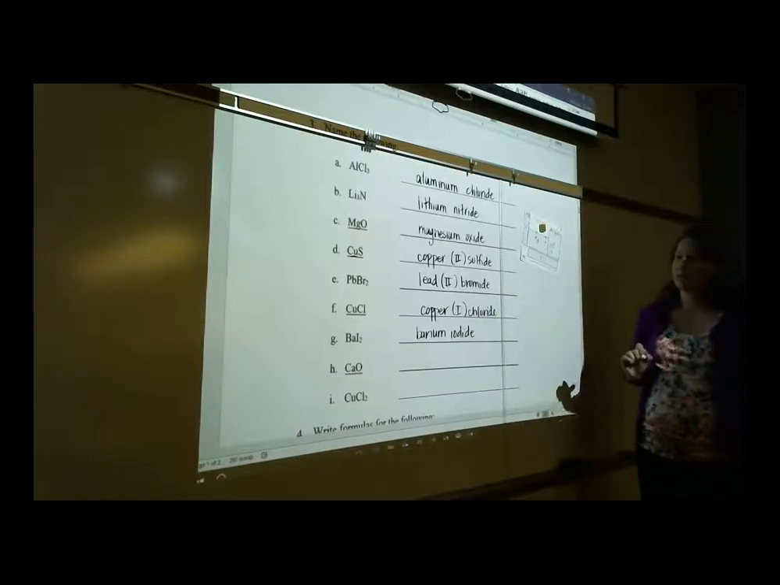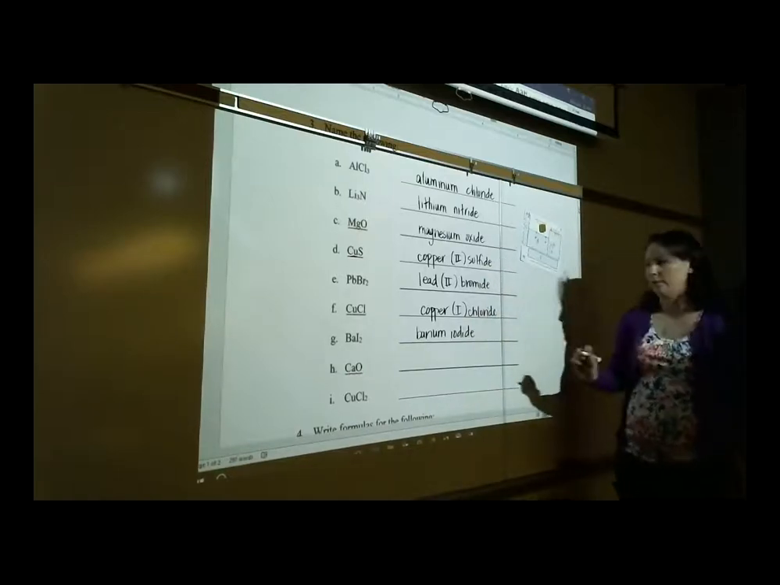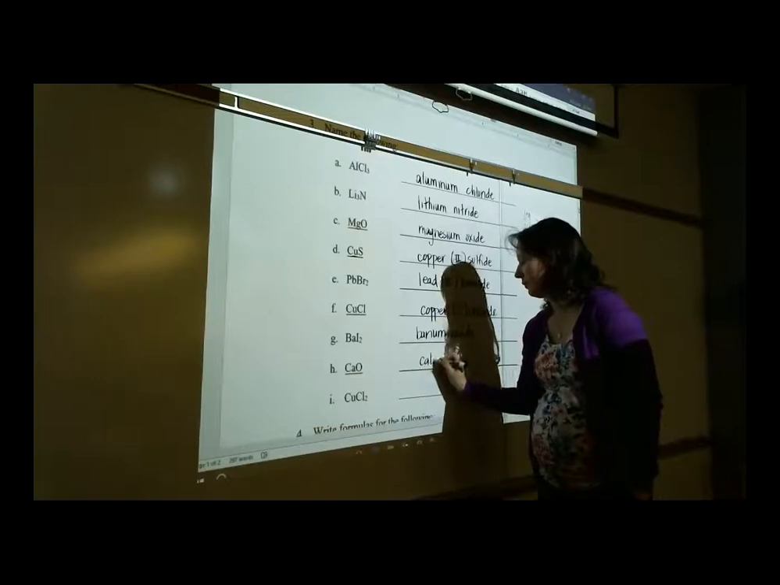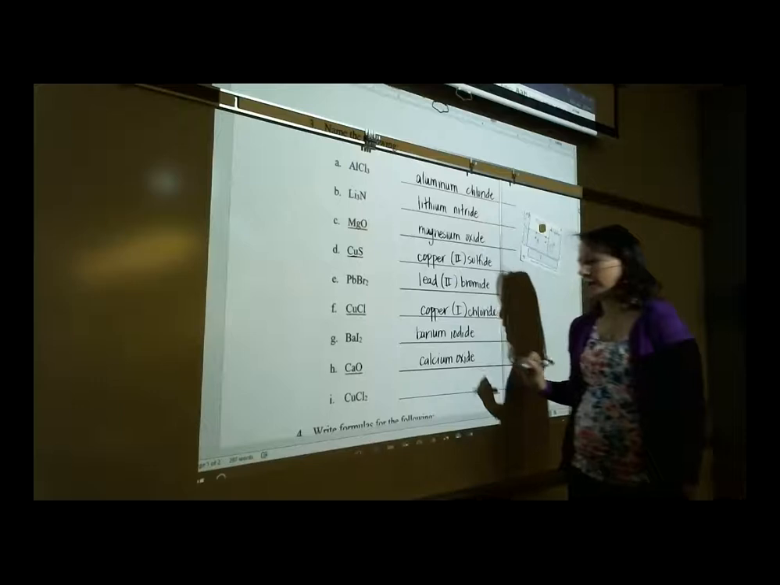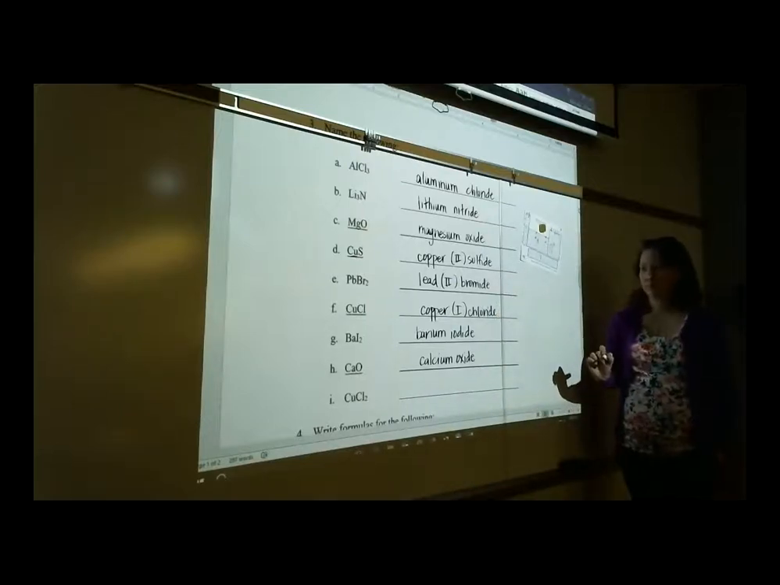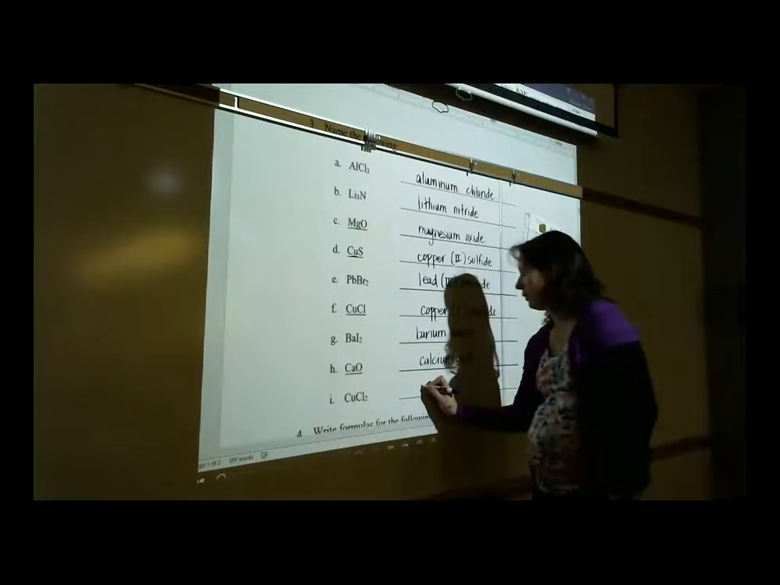And then H, calcium oxide, good. And I, copper 2 chloride, good.